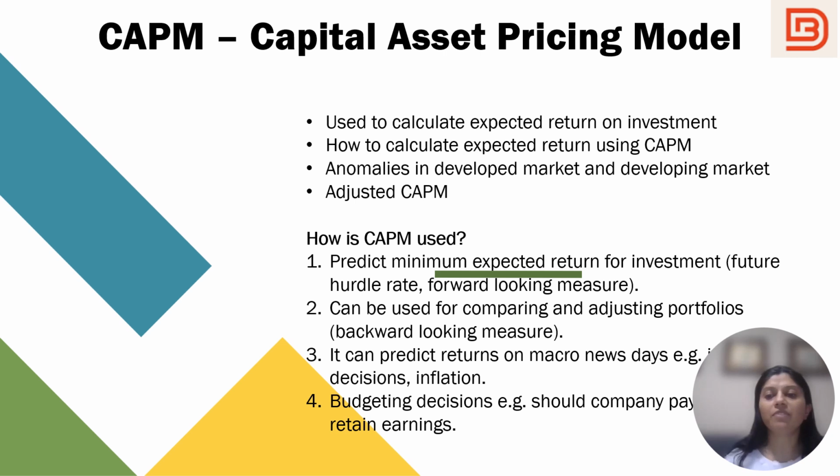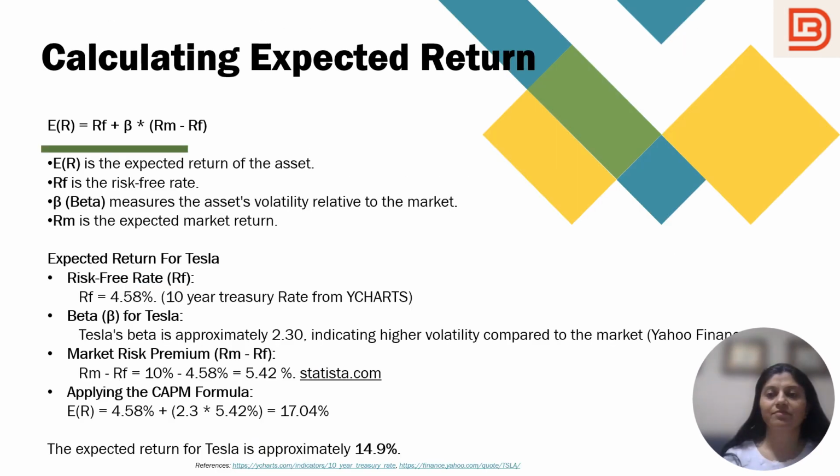It can also help with budgeting decisions. For example, whether a company should pay out dividends or retain the earnings. If a company has less expected return, the investors would prefer dividends as the growth opportunities will be less. For example, Lowe's. But if the company has more returns, they can retain the earnings and invest in growth. For example, Tesla, which is a growth stock.